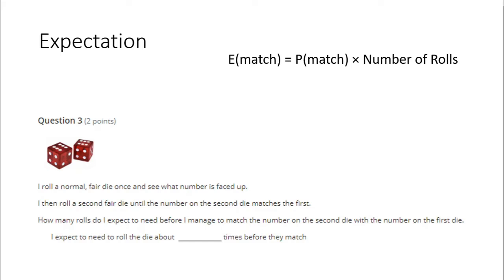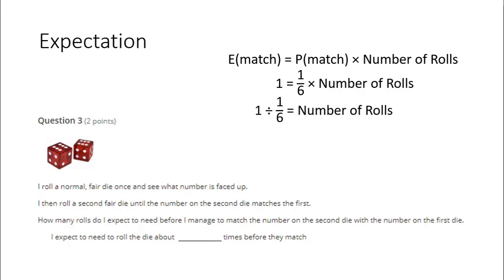Let's substitute into the formula. If I want one match, and I know the probability of matching the rolls is 1 out of 6, that multiplied by the number of rolls should give me an answer of 1. So let's rearrange this then to find the number of rolls. To get rid of the 1/6, I'll send it to the other side. It's multiplying on the right-hand side, so I'll divide by 1/6 on the left-hand side.